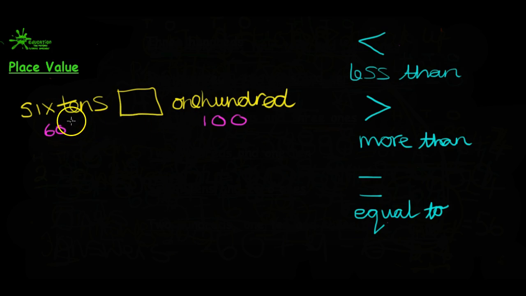So of course we know that 6 tens is less than 100. So we're going to add this symbol into the number sentence to correct it. 6 tens is less than 100. Let's do another one.